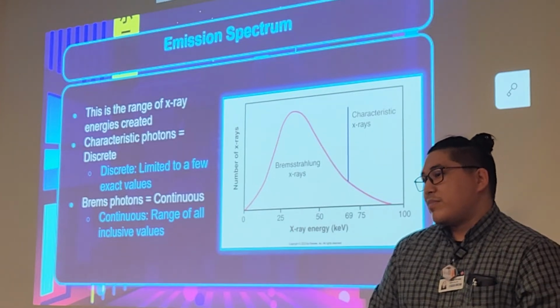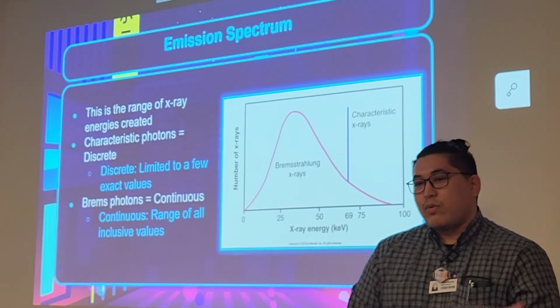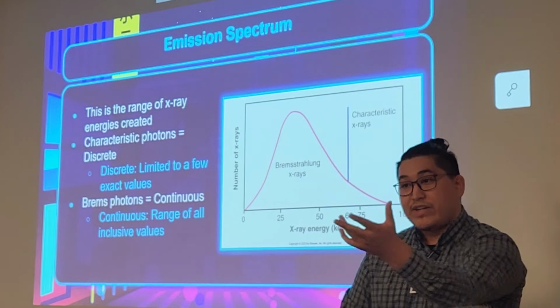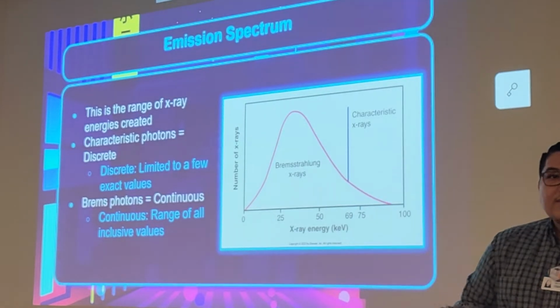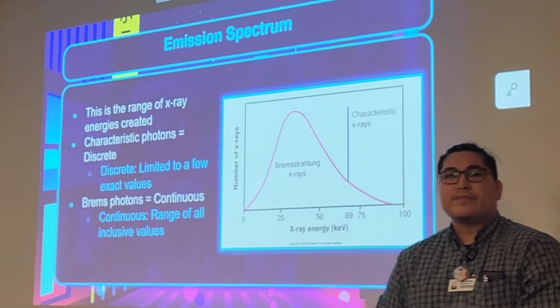KVP and mass, those are examples of things that will affect the properties of our beam. KVP will affect the quality, mass will affect the quantity. Filtration, that's another one. Distance shielding goes along with filtration for shielding.